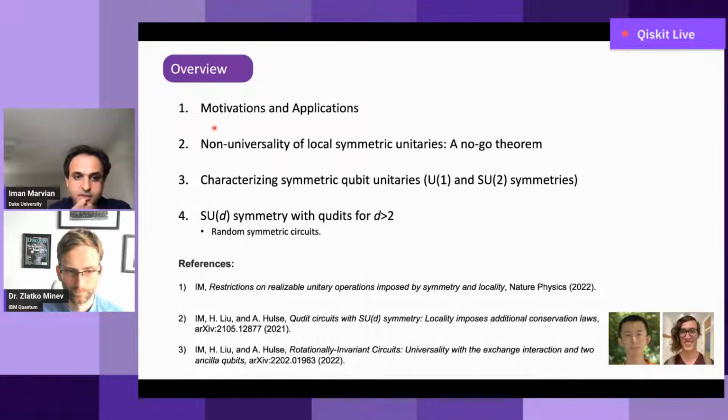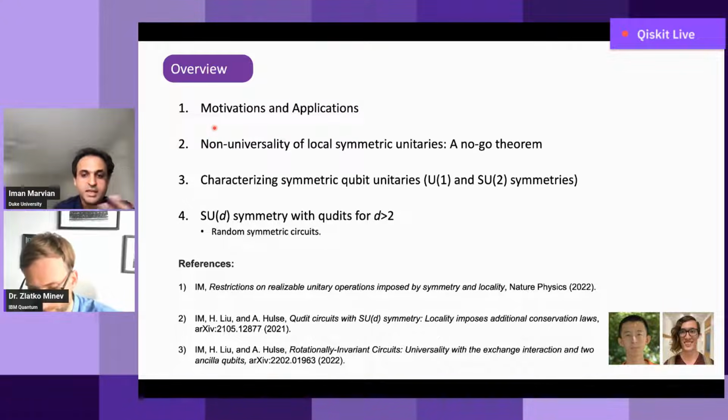Okay, so here is the overview of the rest of my talk. I will talk about motivations and applications briefly. Then I will present some kind of surprising result, which for me, at least, was surprising. It was non-universality of local symmetric unitaries. And then I will present some results about characterizing symmetric unitaries in the case of U1 symmetry and SU2 symmetry. And then at the end, I will talk about some results in the case of SUD symmetry. Again, we see that in the case of SUD symmetry with D larger than 2, for example, SU3 symmetry, there's some sudden very different behavior from, for example, SU2. So there is, again, another surprise when we go to SU3 symmetry.